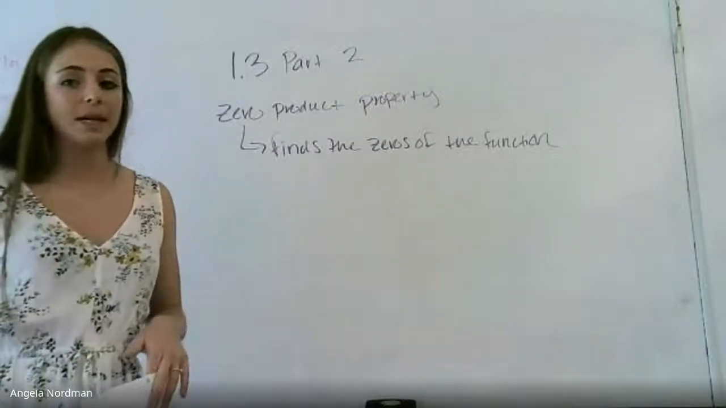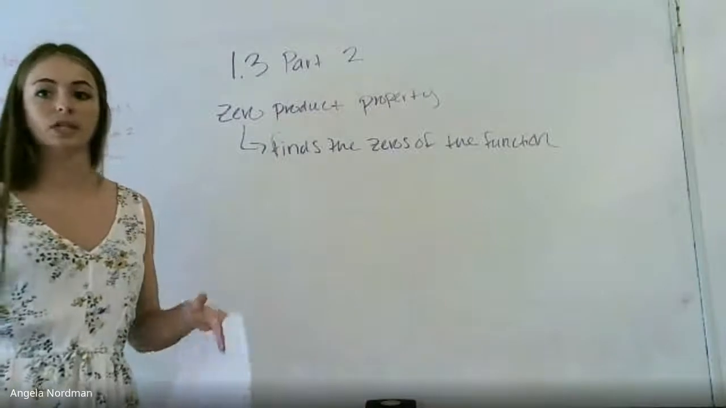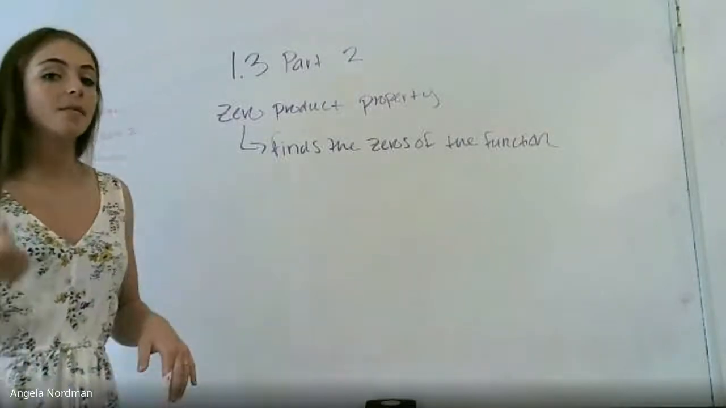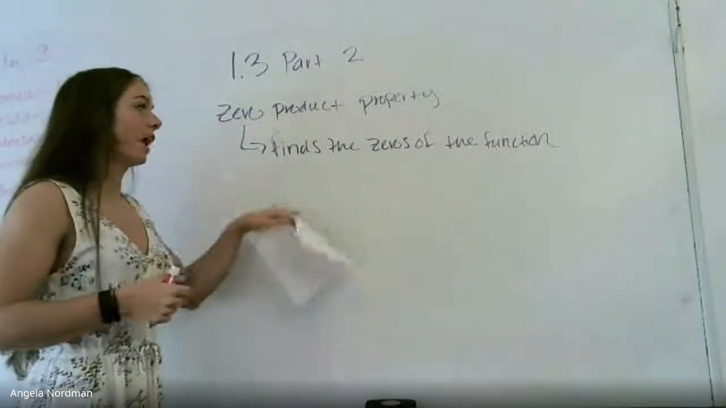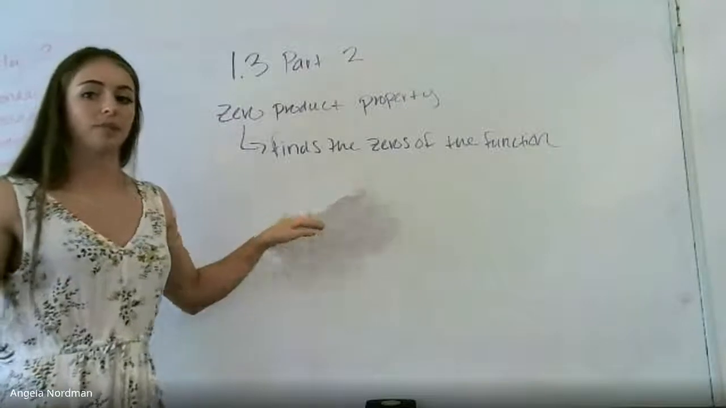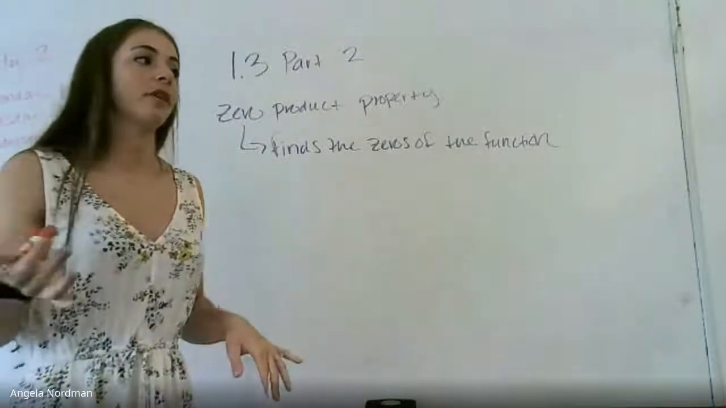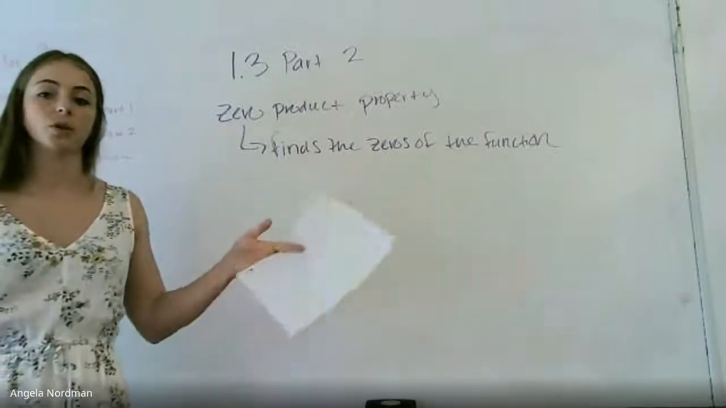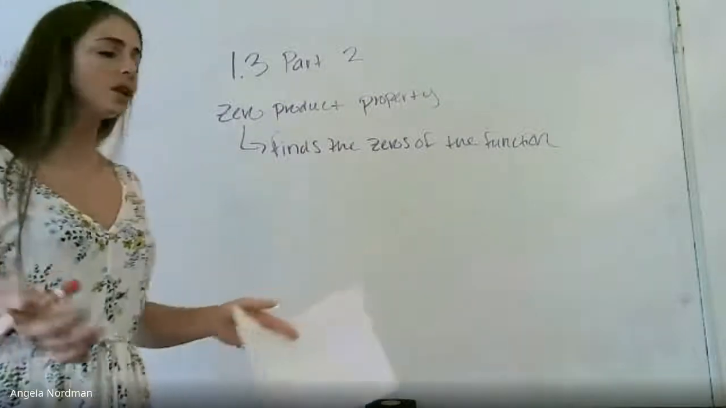Now you can do this in many different ways, and when we start to get into chapter 2, we'll find even some more difficult ways, but we'd rather do something easier. Factoring is always going to be the easiest way to find our zeros of the function if we're not graphing it. And even when we do graph it, we still like to use the zero product property to find those zeros so that we don't have to do an XY table.